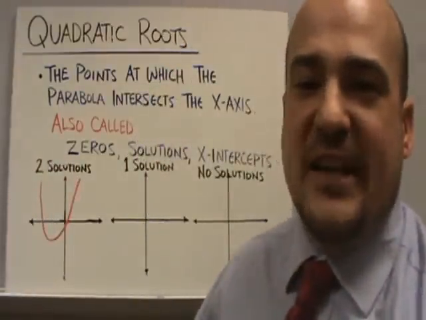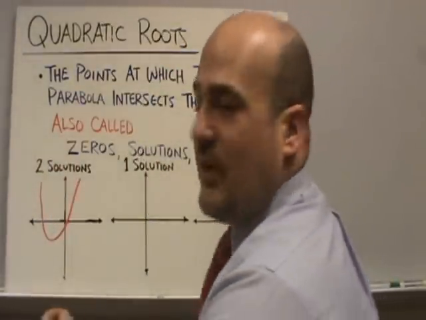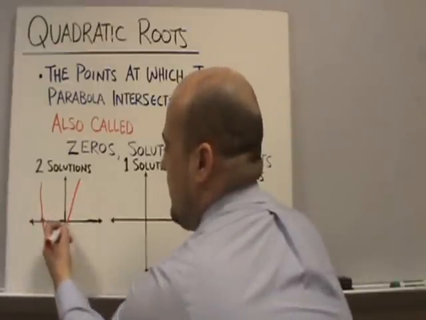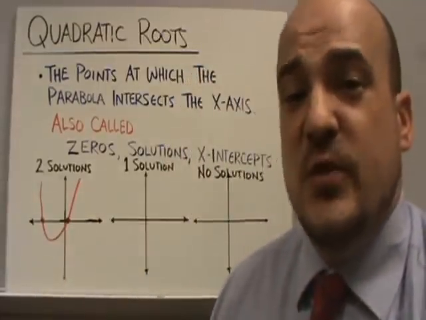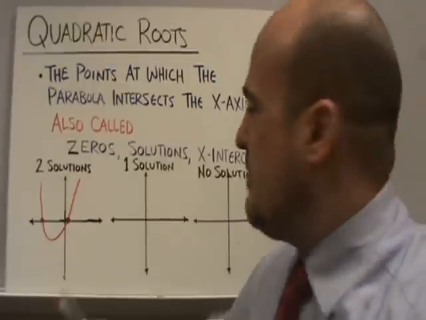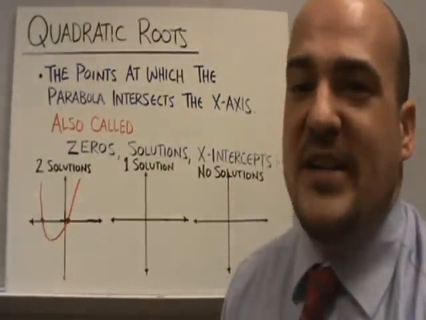And we see parabolas like that all the time. It crosses the x-axis right here and right here. So that type of parabola would have two solutions or two quadratic roots because it crosses the x-axis twice.